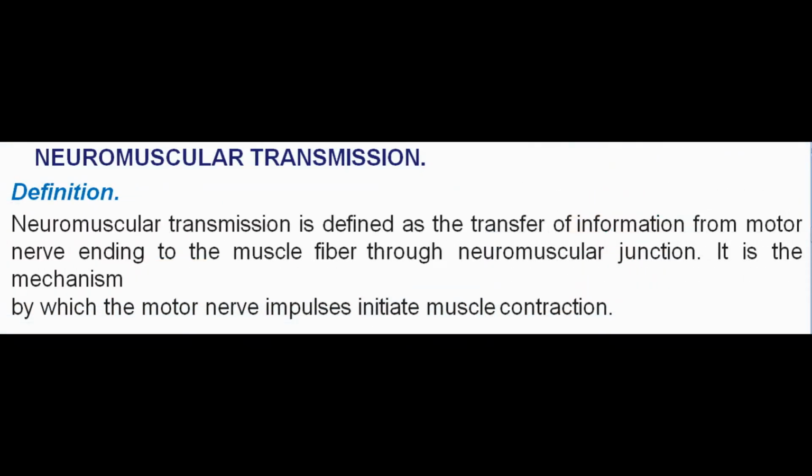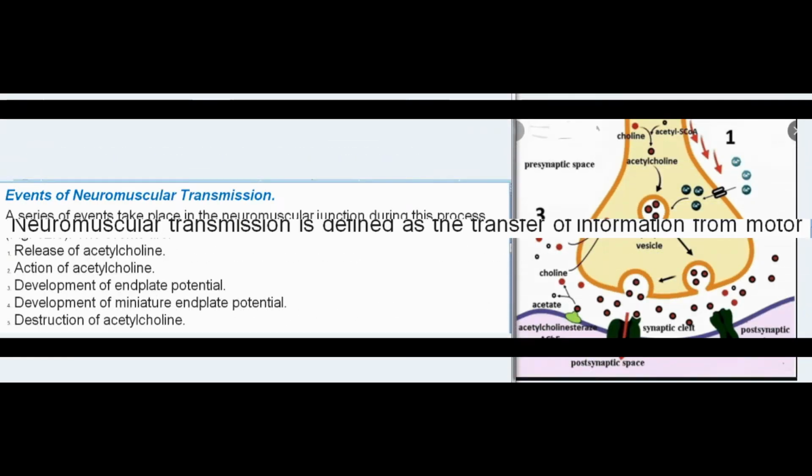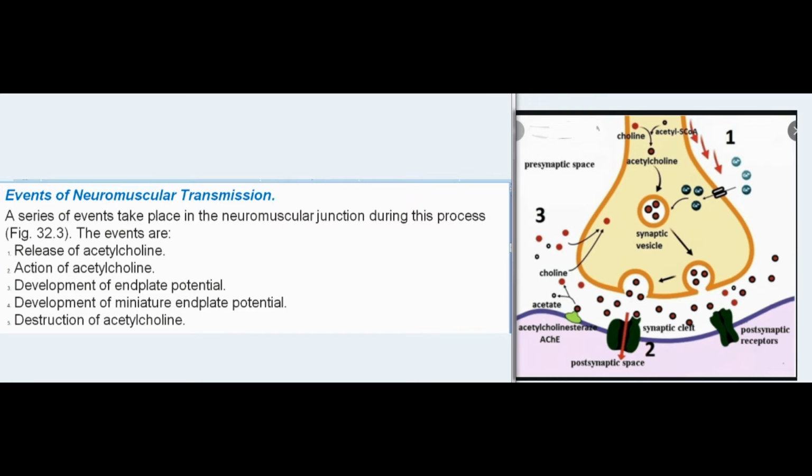Neuromuscular transmission. Definition. Neuromuscular transmission is defined as the transfer of information from motor nerve ending to the muscle fiber through neuromuscular junction. It is the mechanism by which the motor nerve impulses initiate muscle contraction. Events of neuromuscular transmission. A series of events take place in the neuromuscular junction during this process, Fig 32.3.